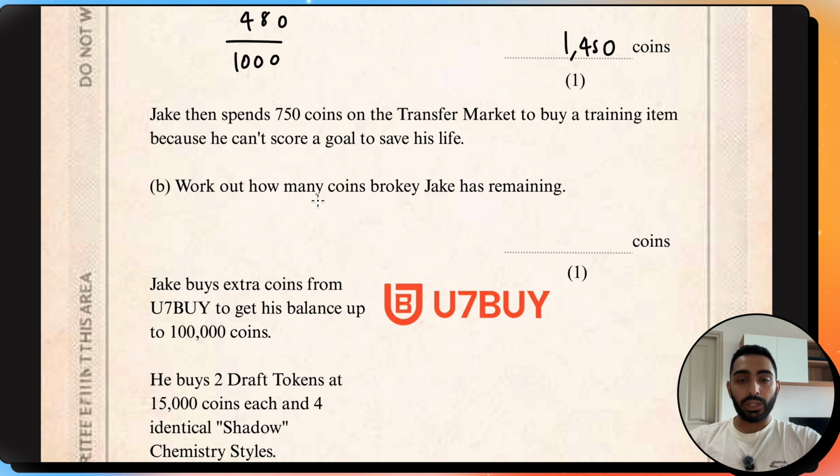Part B, work out how many coins Brokey Jake has remaining. We start off with 1,450, and then we're taking away 750. If you didn't get part A, you can just make up any number, and as long as you take away 750 from it correctly, then you'll still get the marks. We're going to go from 750 to 1,450. I can see it's just adding 700, so the answer would be 700 there.